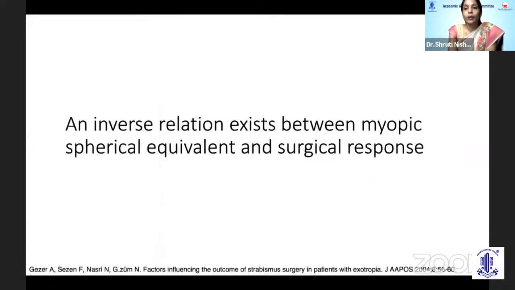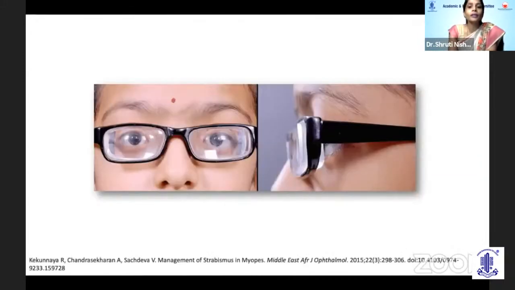All right, so when we are planning for surgery in IXT with myopia, there are certain things that we have to be careful about. The first thing is that the higher the myopic error, the more unpredictable the surgical response is. And why is that? Mostly because of the prismatic effect of the glasses, the thicker glasses.